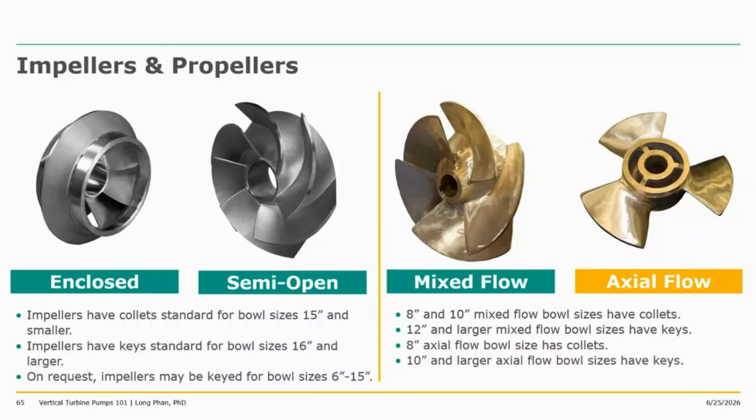And these impellers, the connection to the shaft depends on the bowl size. You could have collets or keys, depending on the bowl size. For smaller sizes, if it's 15-inch and smaller, then you use a collet to connect to the pump shaft, and a key for sizes of 16 and higher. It's a little bit different for the mixed and axial flow: 8-inch, 10-inch, and then 12-inch and larger will use the key.